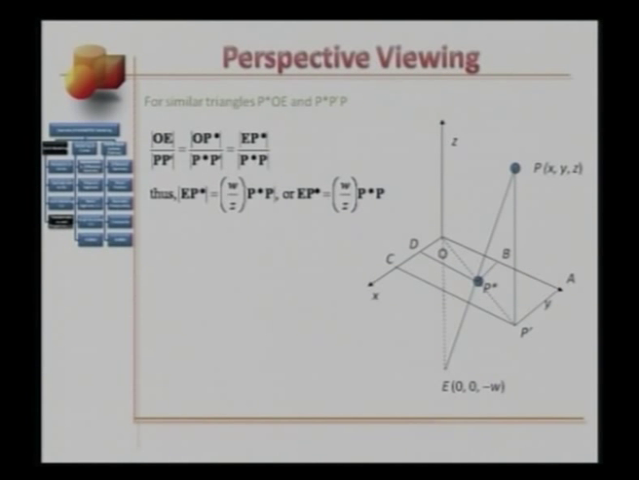Noting that, we see that the length ratios are equal. In other words, OE, which is this vertical height, over PP prime, which is this distance, the z projection of point P, is equal to OP star, which is this distance, over P star P prime, and that is also equal to the modulus of EP star, this distance here, over P star P, which is this distance here. Note that distance OE is W, and distance PP prime is Z.